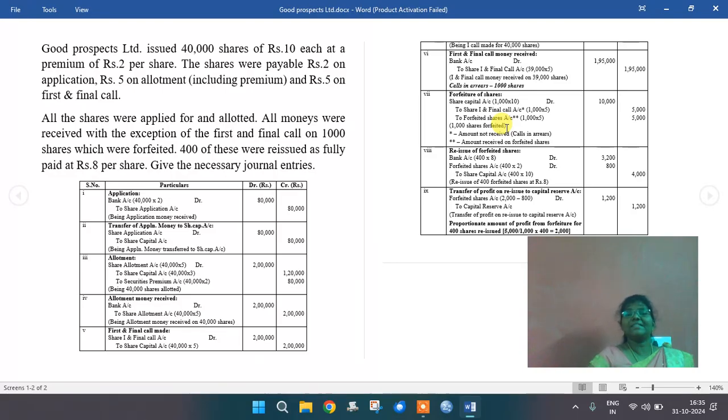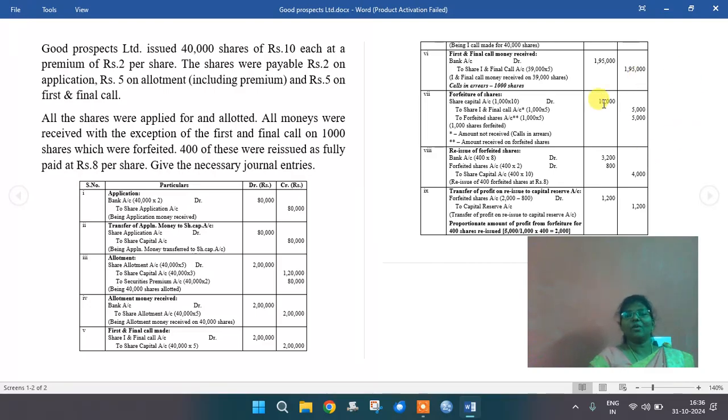First let us pass the entry for forfeiture. So share capital account. How many shares have we forfeited? We have forfeited 1,000 shares. What is the face value of those 1,000 shares? 10 rupees. So 1,000 into 10 you are getting 10,000. And what is the amount for your first and final call? It is 5 rupees. So 1,000 into 5 you are getting 5,000. So the balance, to forfeited shares, 1,000 into 5 you will be getting 5,000, and this forfeited share is the amount of the shares which is being forfeited.